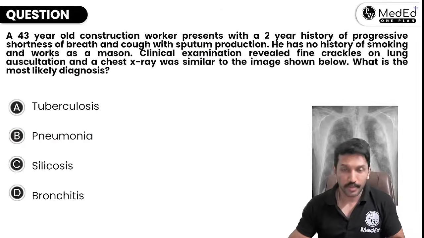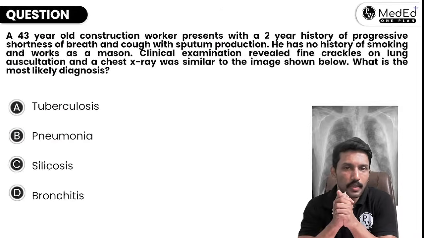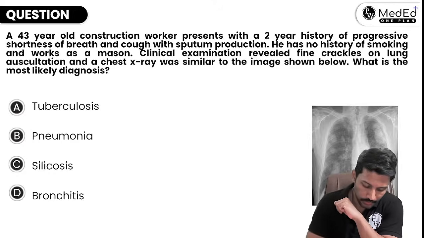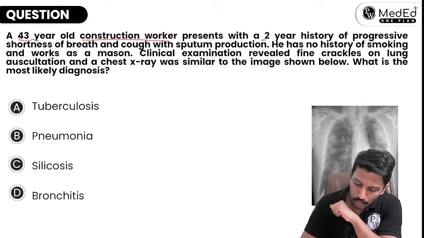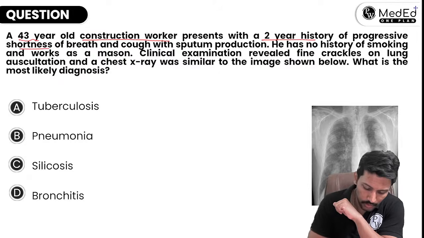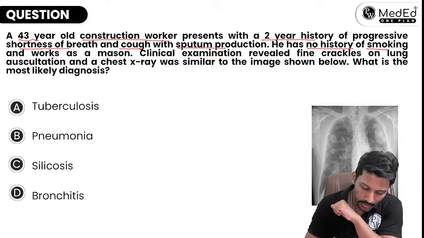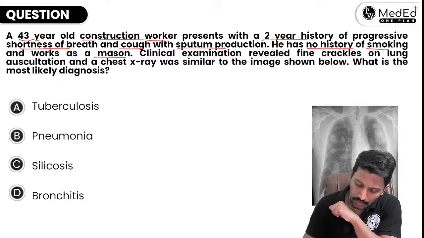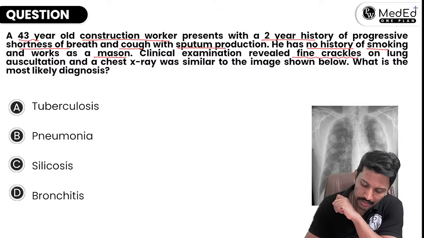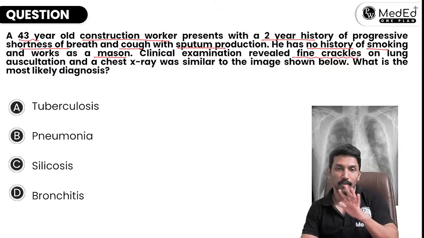Okay, now let's go to the next question. In this question, we have a 43-year-old construction worker who presents with a 2-year history of progressive shortness of breath and cough with sputum production. He has no history of smoking and works as a mason. Clinical examination reveals fine crackles on lung auscultation and the chest X-ray was similar to the image shown here.